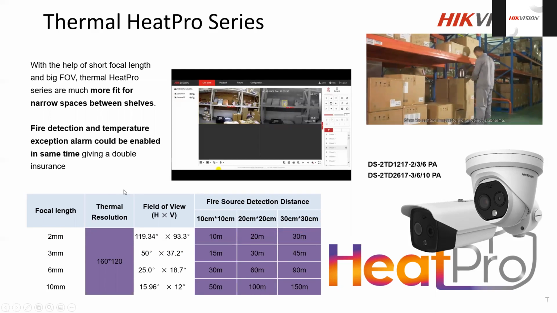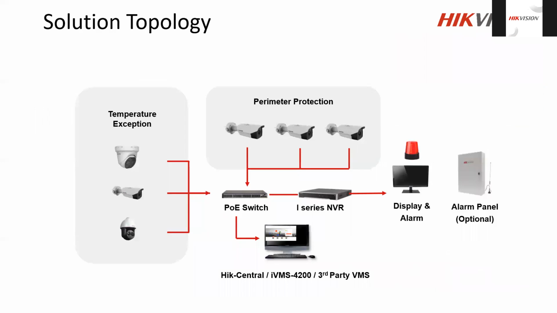Based on that, you can decide what sort of model you want to utilize for that particular project. Going ahead with our slides, I think finally we have to talk about the solution topology. In the solution topology, you can see what we have discussed here. Especially we have the temperature cameras connected to a PoE switch. Also these cameras can be used for perimeter protection. From the NVR, you can connect it to a siren or a display and take the alarm, or even link it to an alarm panel.